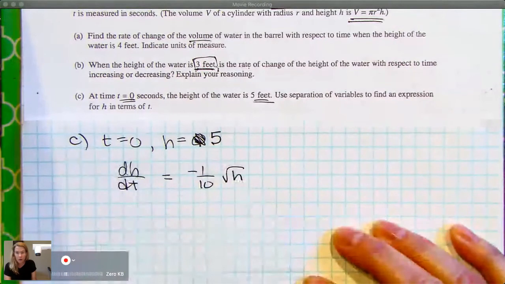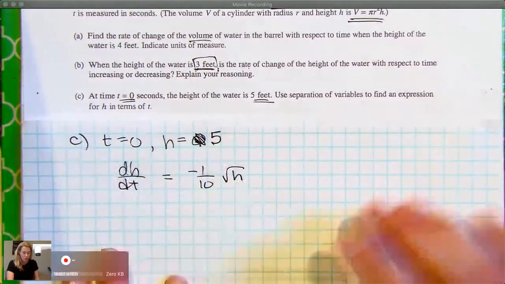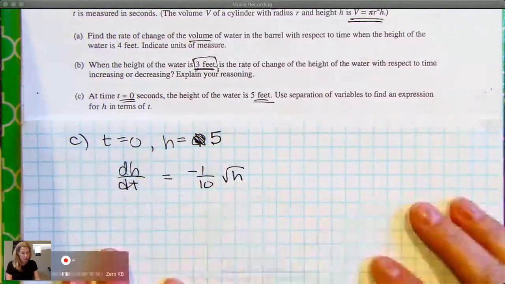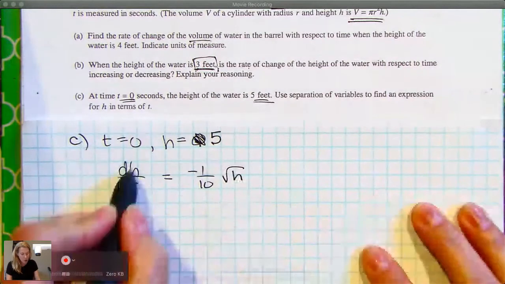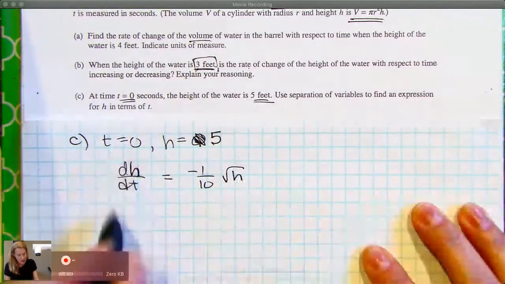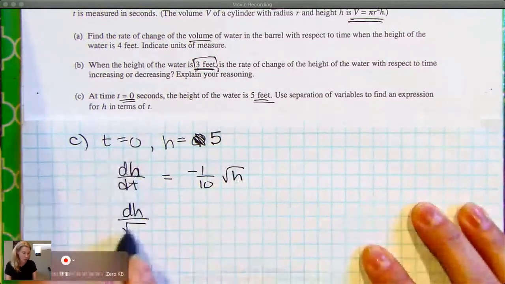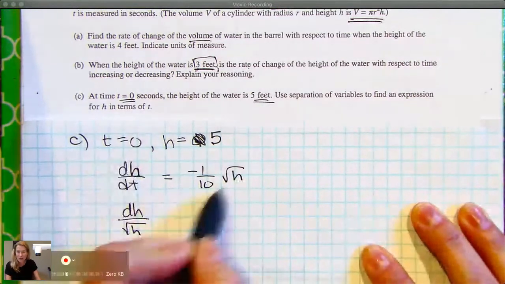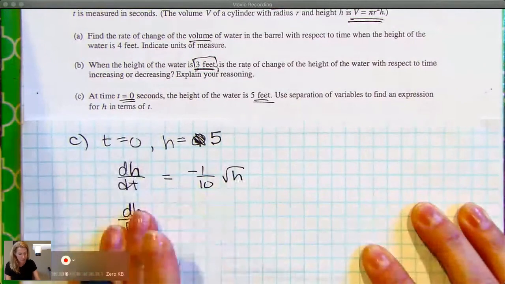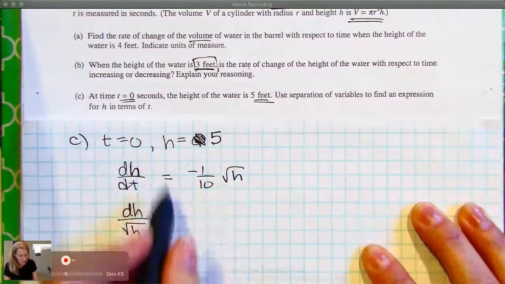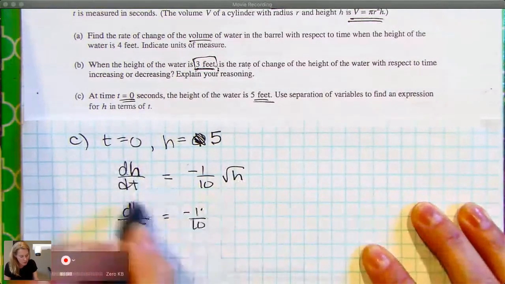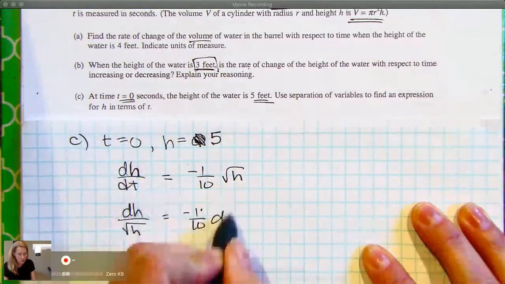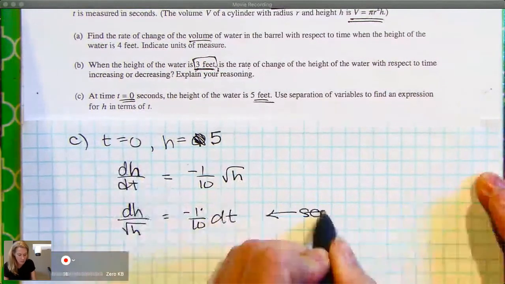Okay, so the first step is separate the variables. Since I have dh on top over here, I'm going to divide and have the root h end up over here. I'm going to leave this constant here because we're going to end up trying to get an h equals equation. So I'm going to leave this constant of -1/10 here, and I'm going to multiply each side by the dt. So that was the separate step.